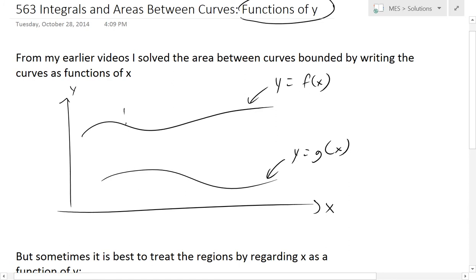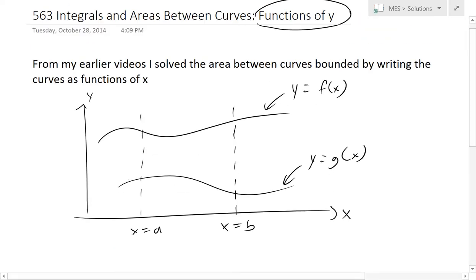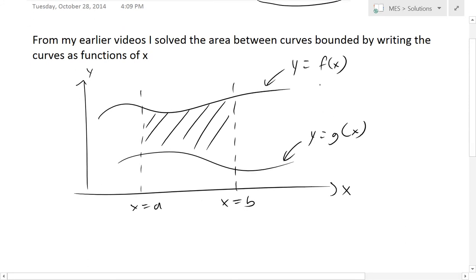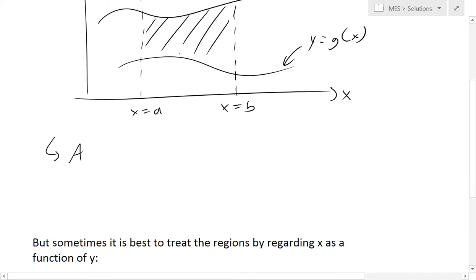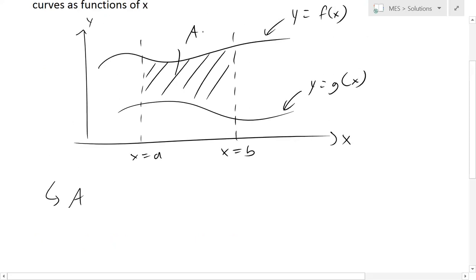So say you had to get the area between this region, let's call this x equals a, and this is basically x equals b. And we wanted to get this region right here between x equals a and x equals b, and this is y equals f of x, and this is y equals g of x. Then the area is equal to the integral from a to b of f of x minus g of x dx.